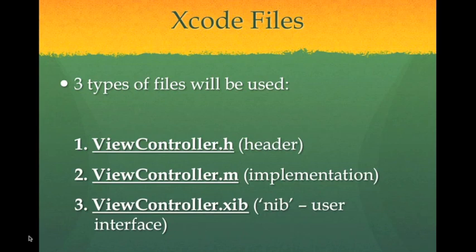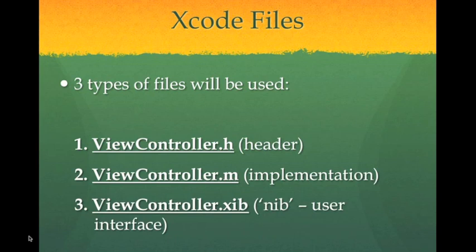Now there's a history behind that. It used to be NIB, which is where we get the pronunciation nib from, obviously, but it's been changed in the later version of Xcode, but we can still call it a nib file. And as you can see here, the nib file represents our user interface. That's where we're actually going to construct our Hello World program in terms of what the user sees.